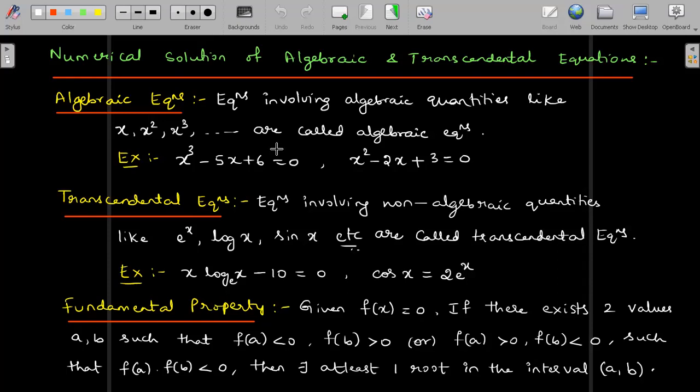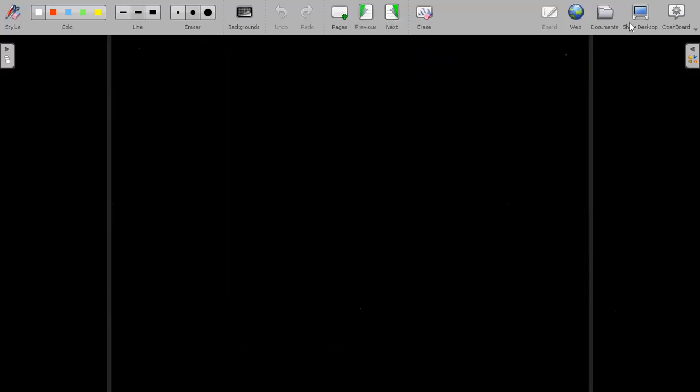Now let us discuss the two methods that are there under numerical solution for algebraic and transcendental equations. The first method that I'm going to discuss is Newton-Raphson iterative method.